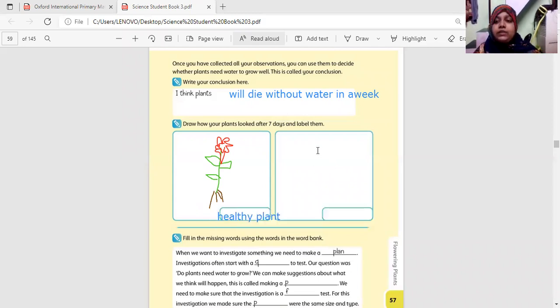Okay. And now in this box, I'll draw a plant which was not being watered. So now it has become unhealthy and it has dried up. So what we can do is draw a stem that has turned brown and some leaves that have dried up, and the leaves are about to die.